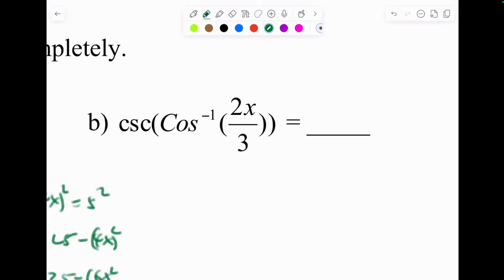Theta, I would just place on the bottom of the triangle, and I just say this is opposite, this is adjacent, and this is hypotenuse.